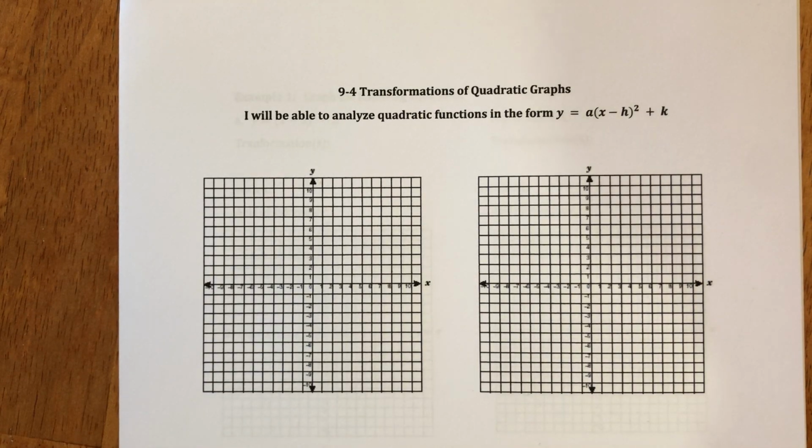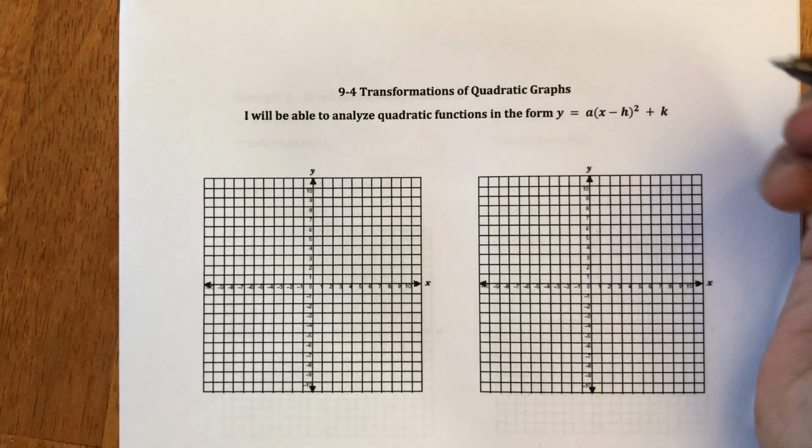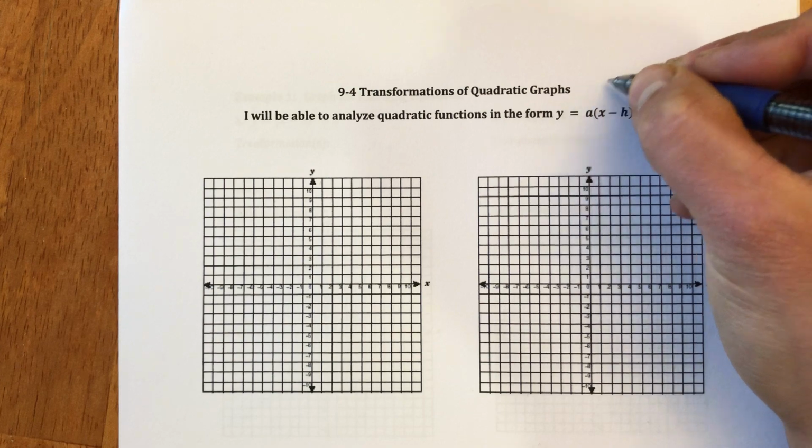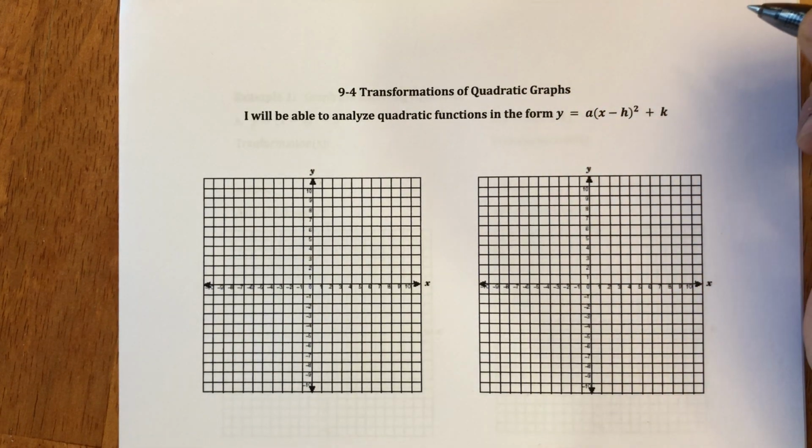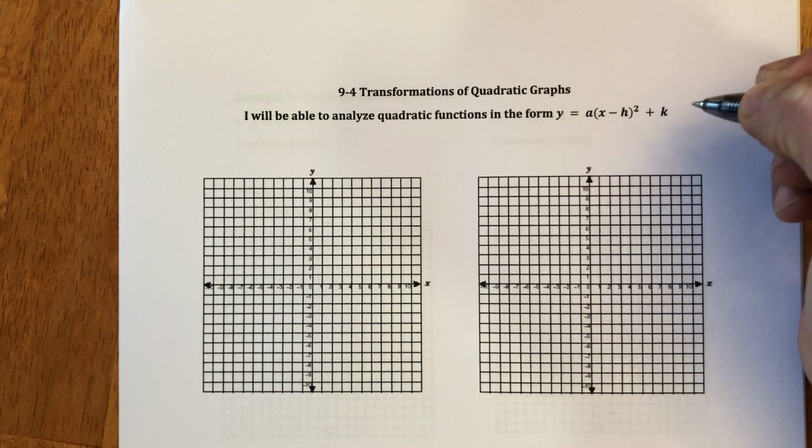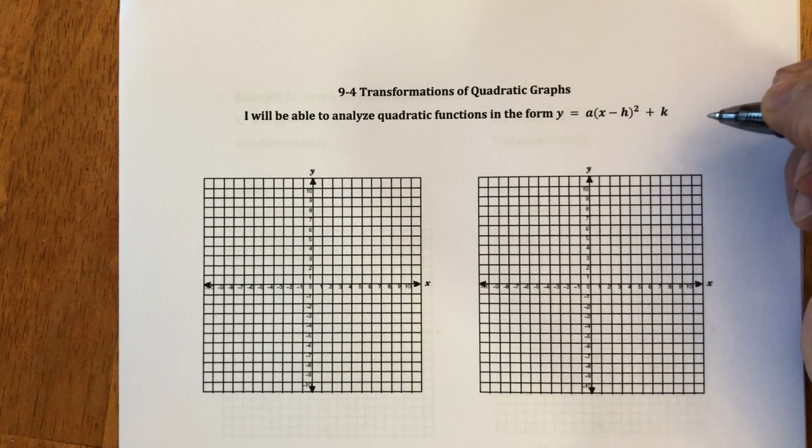All right, this is the last lesson of the week. It's about transformations of quadratic graphs. So what we are going to do is we are going to take our parabola and apply different rules for transformations, and we are going to move it left, right, up, down. We are going to compress it vertically, stretch it vertically. We are going to reflect it.